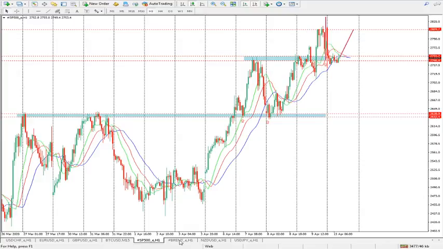So the next symbol, Brent oil. So I hope it makes some little sense that we are still upwards as long as the price is held within that range. Expect a continuation to the upper side.